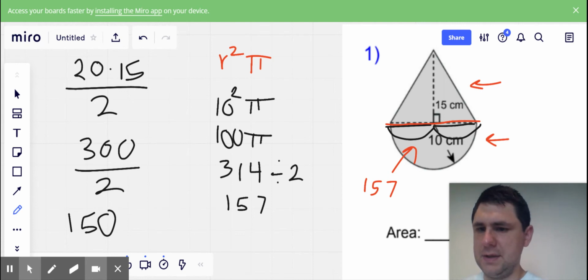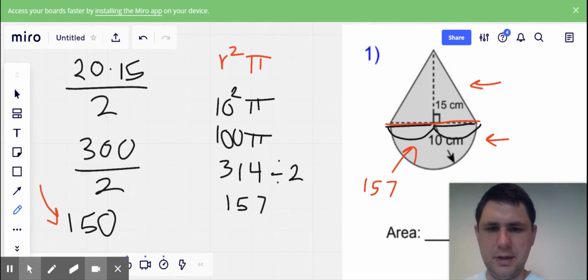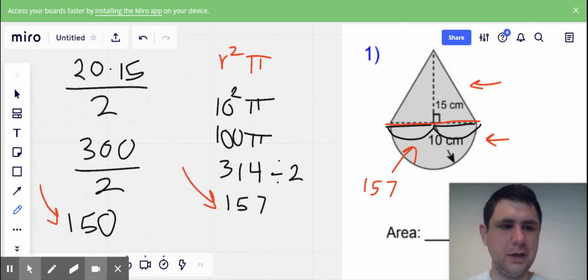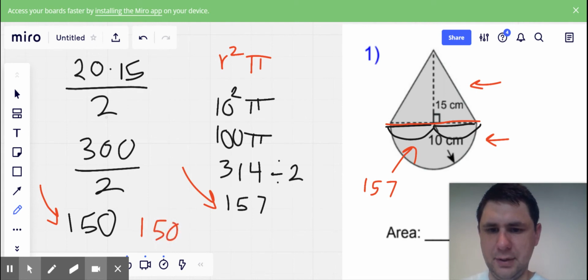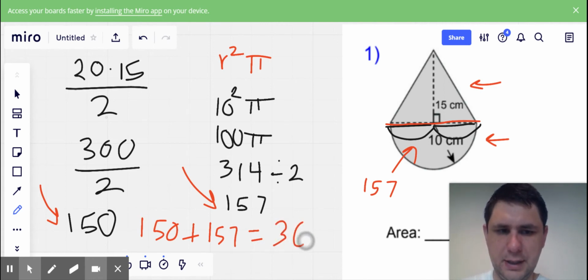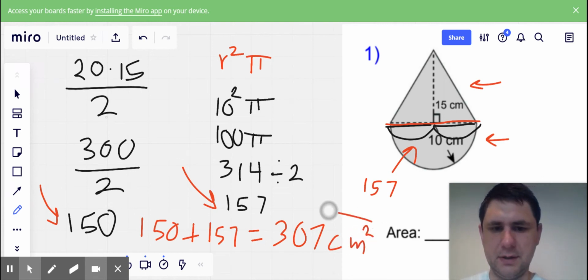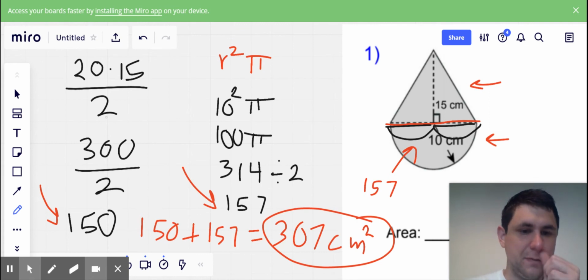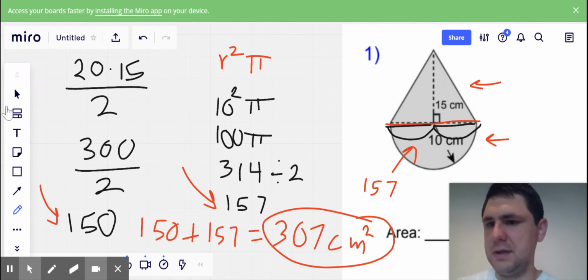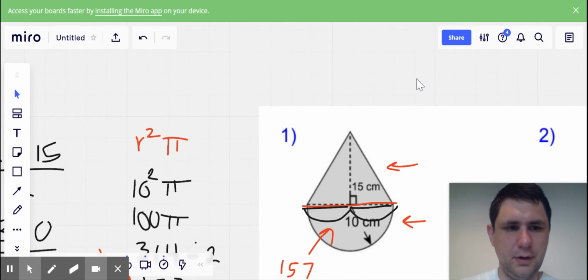So this right here is the area of the triangle. This right here is the area of the semicircle. And all we have to do now is put them together. So we're going to say 150 plus 157 is equal to 307 square centimeters, right? This is area, just 2 dimensions. 307 square centimeters is our answer for number 1.